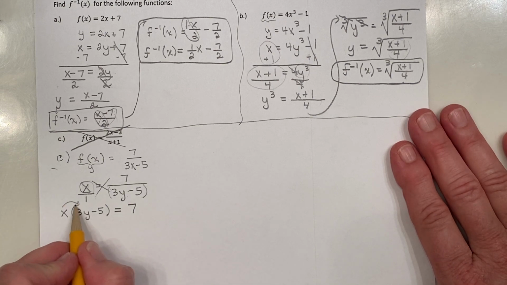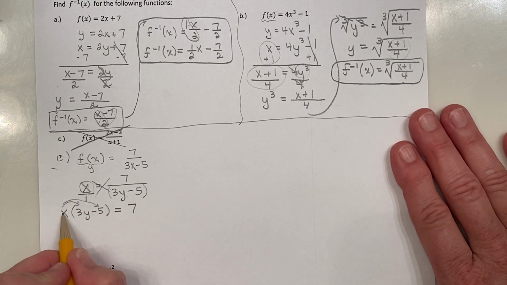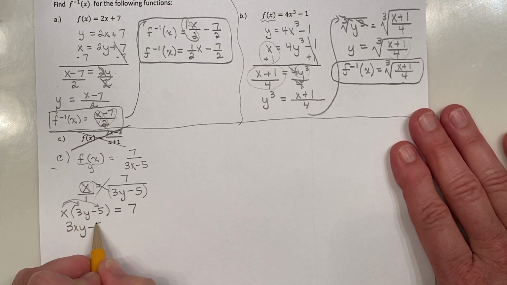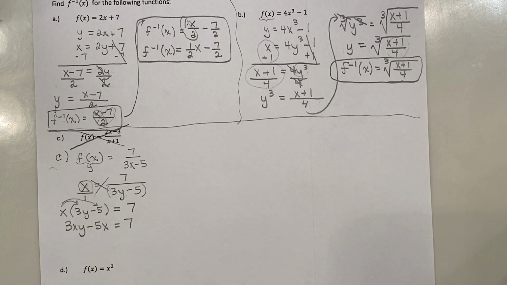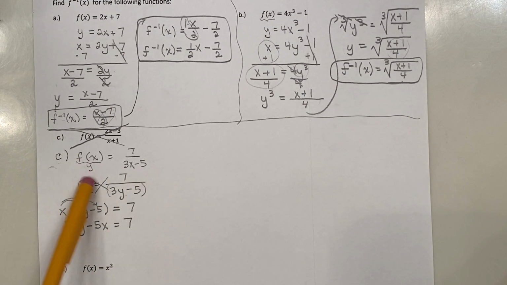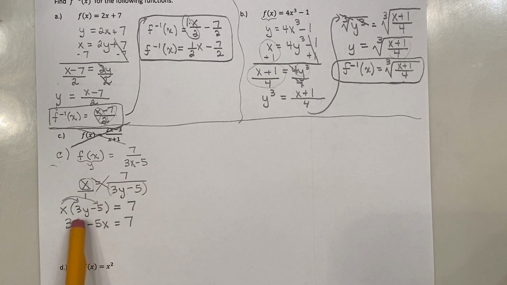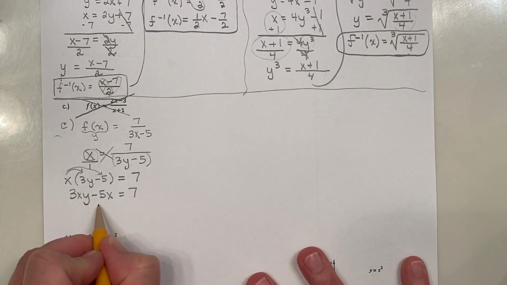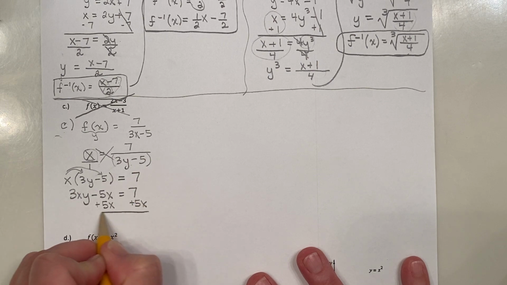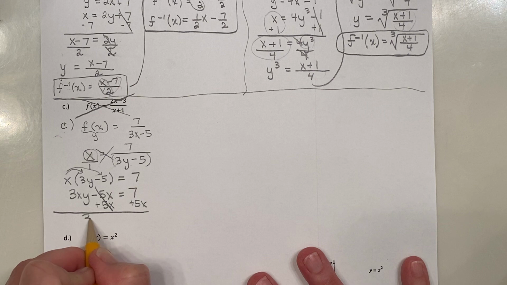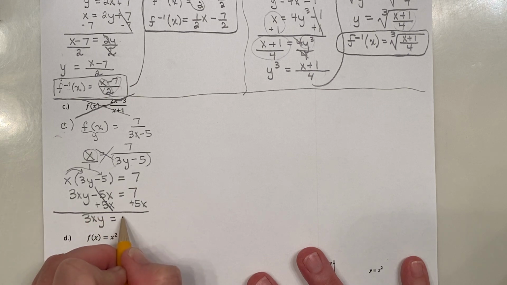Now what we need to do is distribute the x inside this parentheses. So x times 3y would be 3xy, and then x times minus 5 is minus 5x, and that's still equal to 7. All right, so again, we switched the x and y, we cross multiplied because of the fractional situation here, we distributed. Now we need to get y by itself. So to get y by itself, first of all, let's add 5x to the other side of the equation. These will cancel. I've got 3xy equals 5x plus 7.